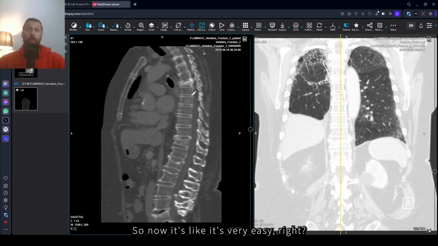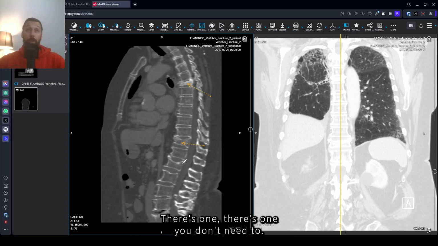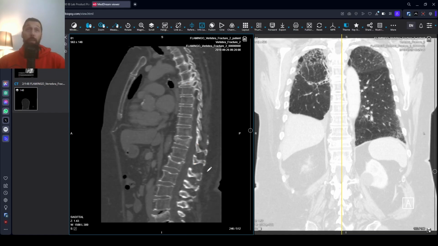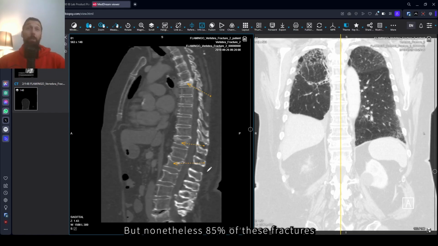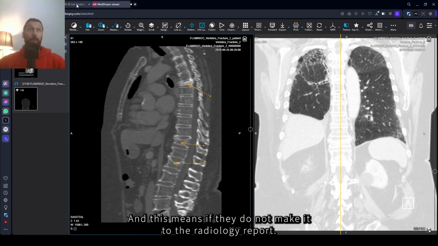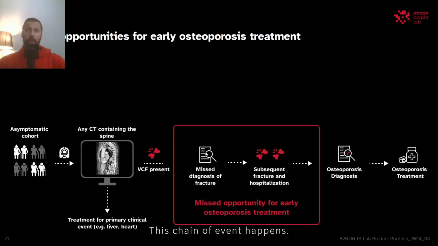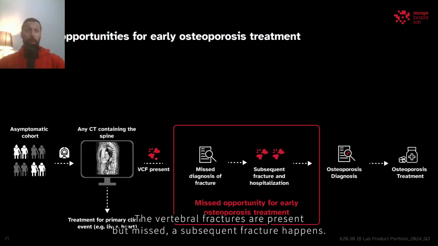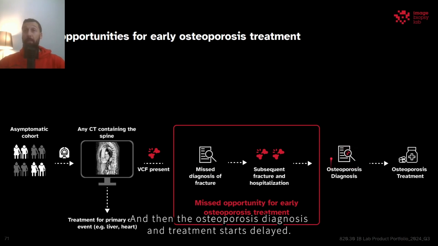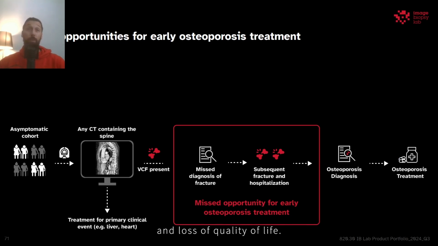So now it's very easy, right? Here's one, there's one, there's one. It's very obvious. But nonetheless, 85% of these fractures do not make it to the radiology report. And if they do not make it to the radiology report, exactly this chain of events happens. The vertebral fractures are present but missed, a subsequent fracture happens, and then the osteoporosis diagnosis and treatment starts delayed, and with this dramatic consequence in mortality and loss of quality of life.